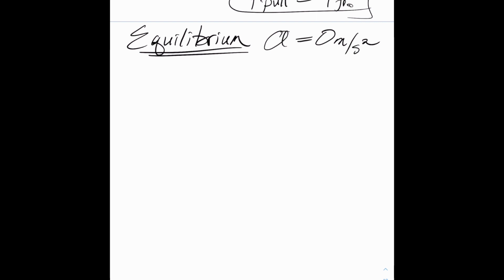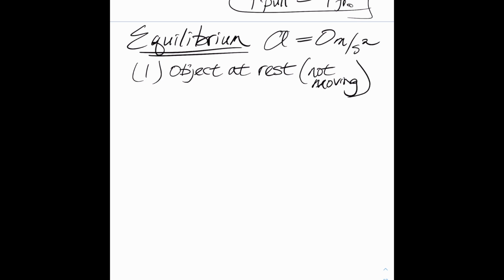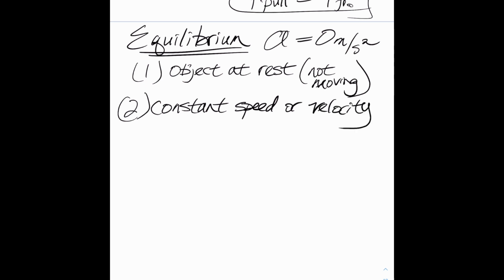And so what I'm saying by that is the first case of equilibrium would be the object is resting. It's not moving. And that's what we mean by rest. Okay. The second situation is constant speed. We don't care which direction that velocity is pointing in. That's why we say constant speed. But that's another situation of equilibrium.